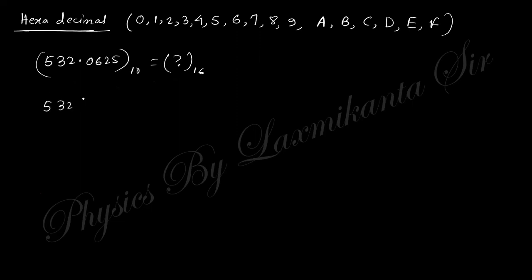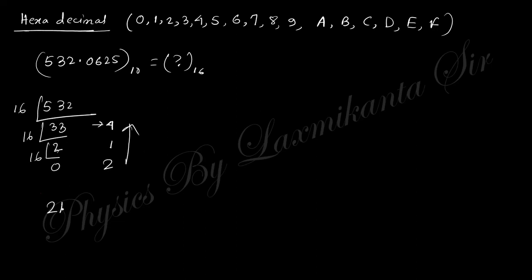So similar process, you just divide by 16. In this format, write down 532 divided by 16, you will obtain 33. 33 into 16 gives you 528, that is 4, that is 33, 2 sixteens are 32, that is 1, and 16 into 1 is 0. So this gives you 214.